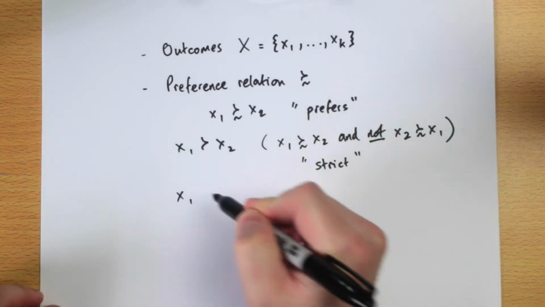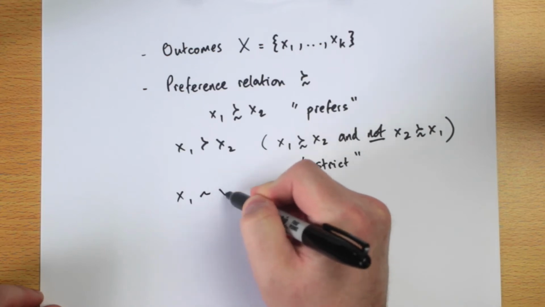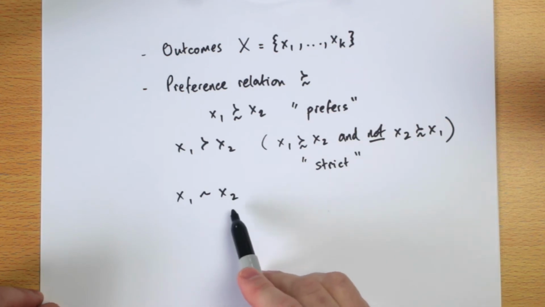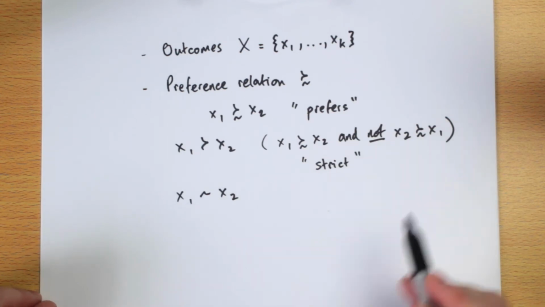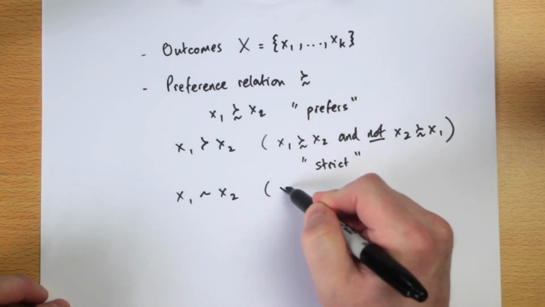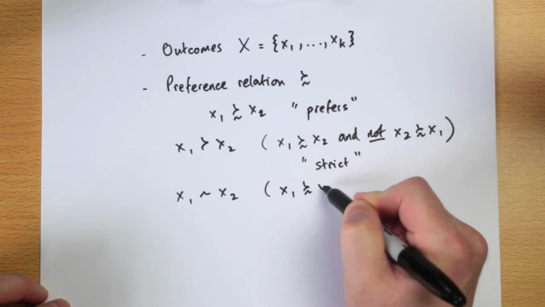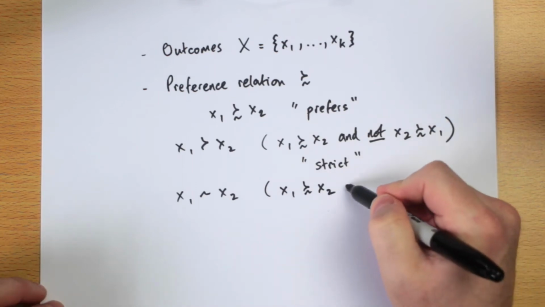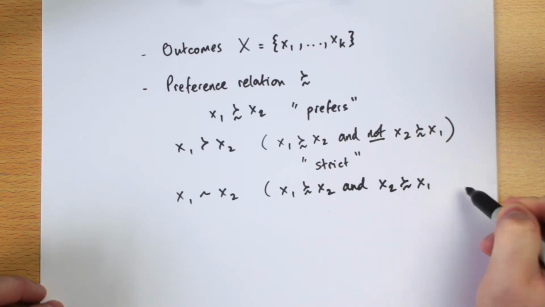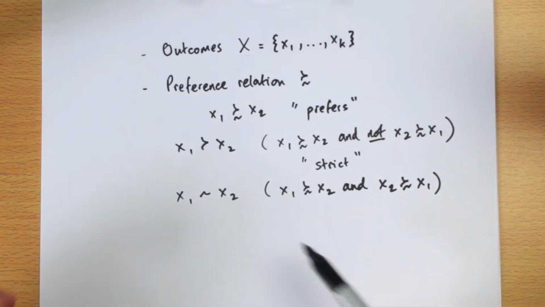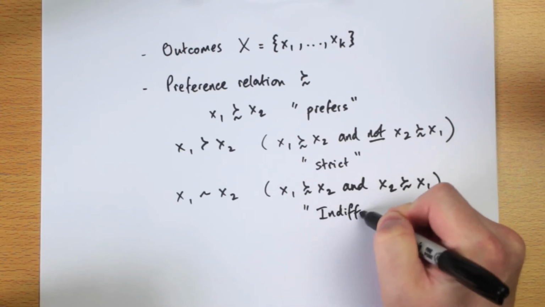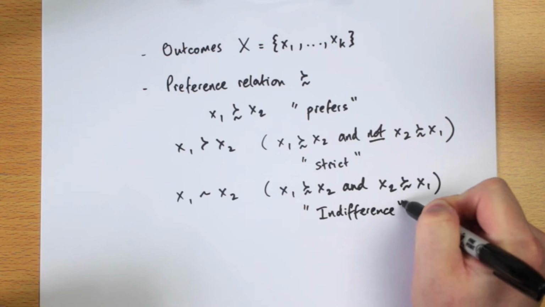And this next concept you will have seen before. If I write the decision maker is indifferent between x1 and x2. So I use this squiggle notation, which is taken from the bottom here. Now, what does this mean? It means that I prefer x1 to x2 in the weak sense, and I also prefer x2 to x1 in the weak sense. So if both of them are true, then we say that I am indifferent between x1 and x2. Okay, so this is called indifference.